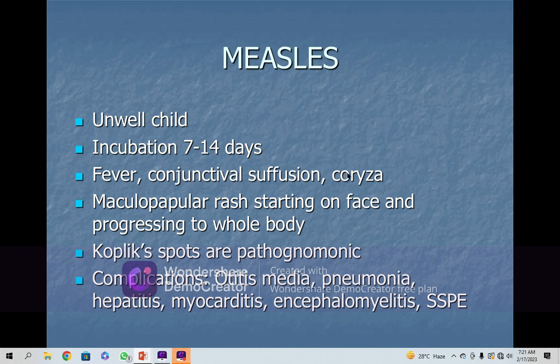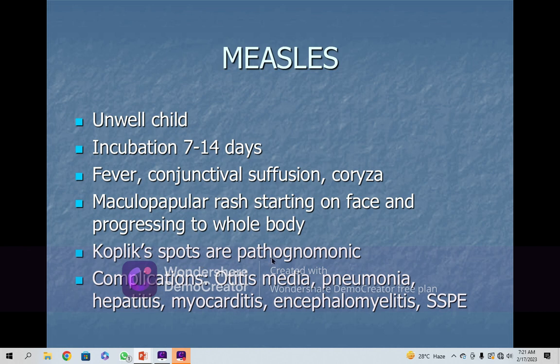Fever, conjunctival suffusion will be there, the child cries. The spread is very important. First it starts behind the ear, spreading to the front of the ear, then on the face and scalp, then on the torso, trunk, and then to the limbs. This is the very important distribution of measles. First appearing retroorbitally, then going anteriorly on the face, then to the trunk, then to the limbs. This is the progression of the maculopapular rash. No pustules. It is maculopapular.